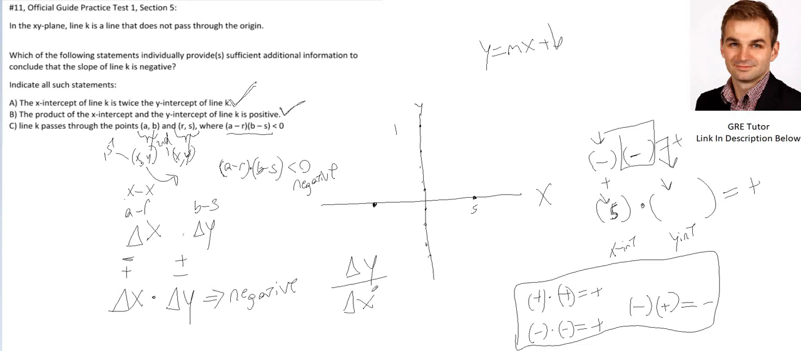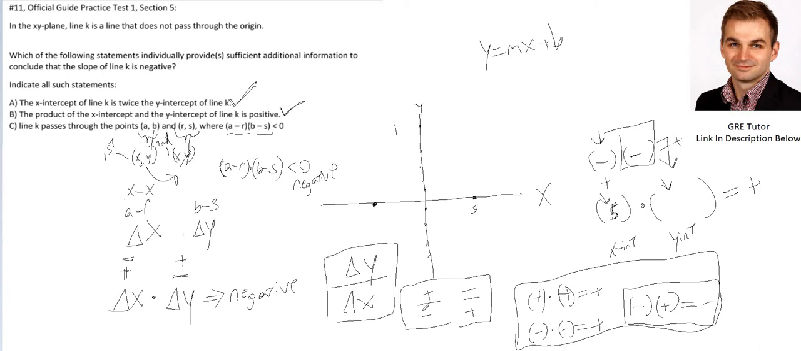But if it is the change in y over the change in x, and we know that they have to be opposite signs, then you either have a positive over a negative, or a negative over a positive, right? Because if the change in y is negative, the change in x has to be positive, and vice versa. So whenever you have a positive divided by a negative, or a negative divided by a positive, you have a negative. That means your overall slope will be negative. So therefore, C works as well.